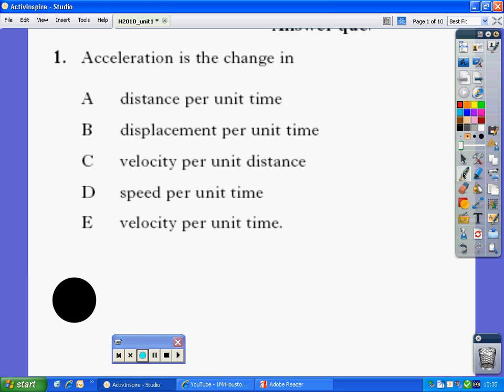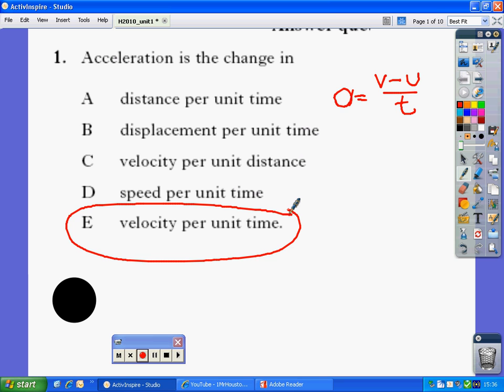Question 1 here is really asking, what is acceleration? What you should be thinking of is a equals v minus u over t. The top line is a velocity and the bottom line is a time, so it's velocity per time. So what we have to do is look in our example here for which one of these gives a velocity per time, and that's answer C.